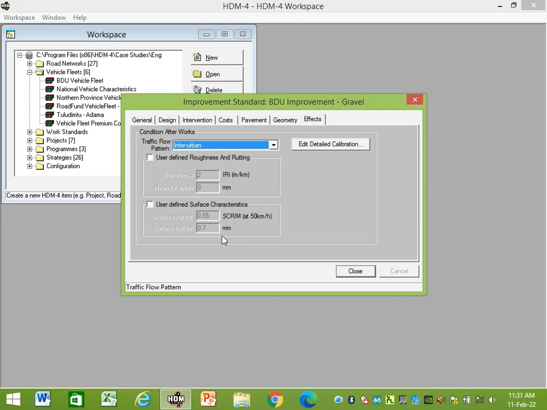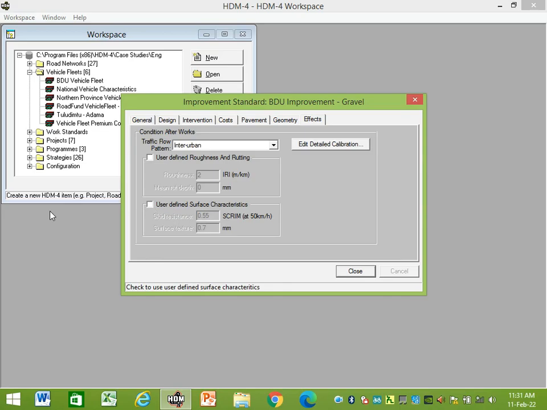For example, it says user-defined roughness. It's already 2. Roughness 2 now. But if you want to change, click here and change it. You can make it 3. If it is not good enough, you can make it 2.5. But after improvement, it will be 2. That's the default value. You can take it as it is. If you come here, skid resistance, surface texture. If you have to change them, you can change them, if you have values. Otherwise, you take as it is.